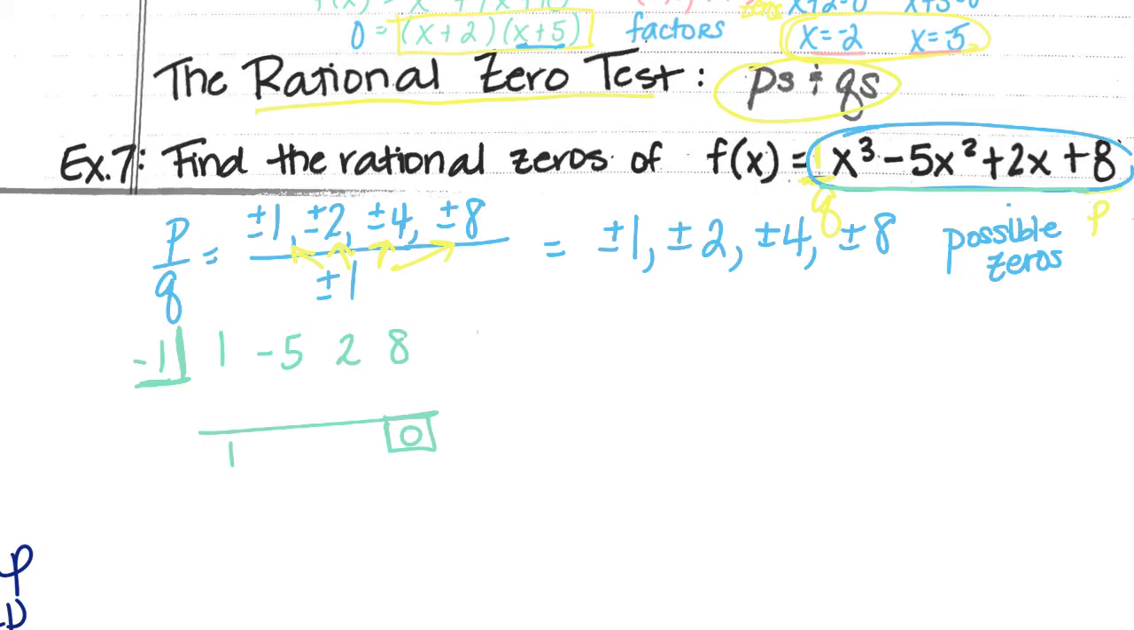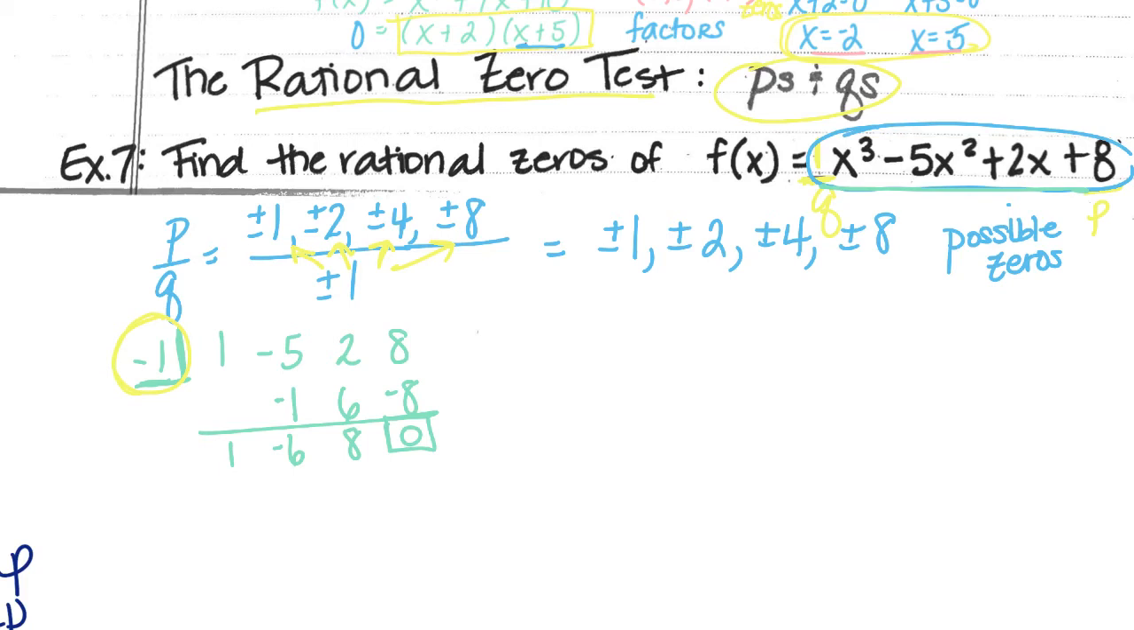1, -1 times 1, add down, multiply up, add down, multiply up, and it looks like -1 works. So I'm going to circle that in yellow. This one works.